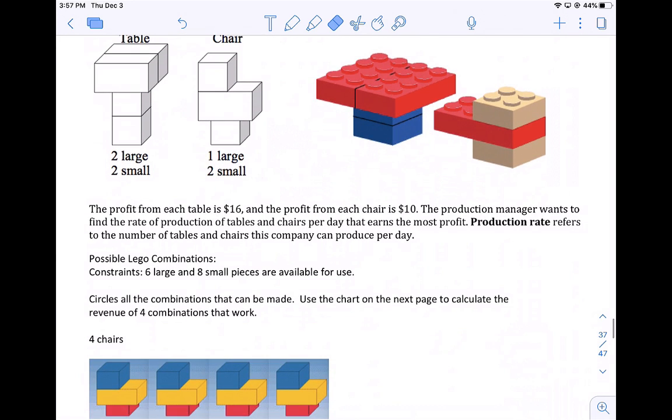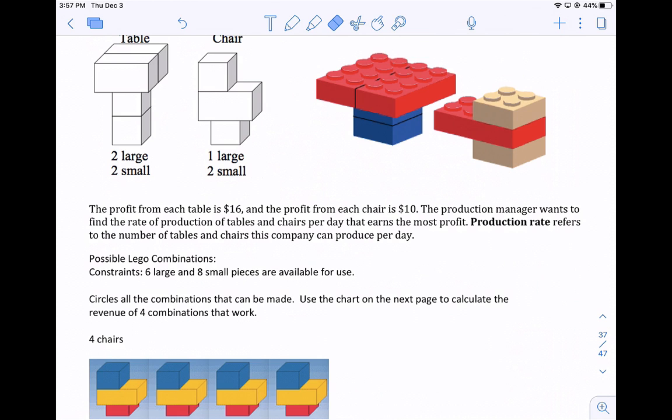The profit from each table is $16. The profit from each chair is $10. The production manager wants to find the rate of production of tables and chairs per day that earns the most profit. Production rate refers to the number of tables and chairs that this company can produce per day.